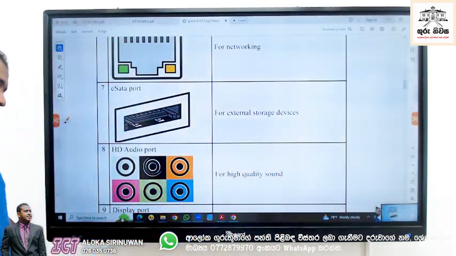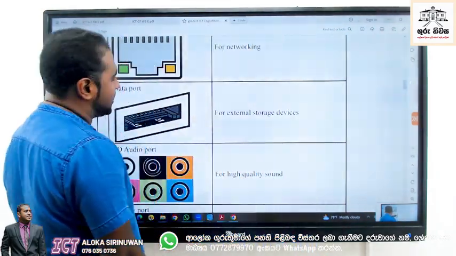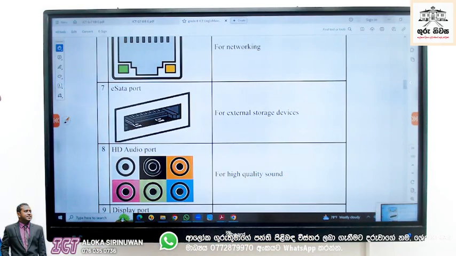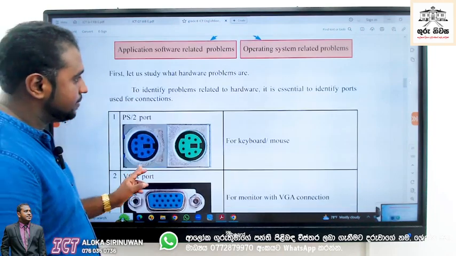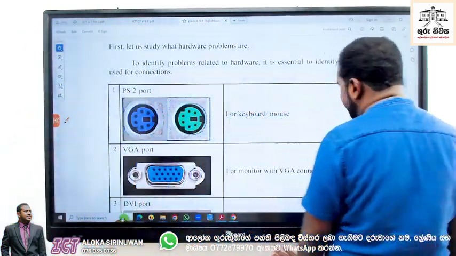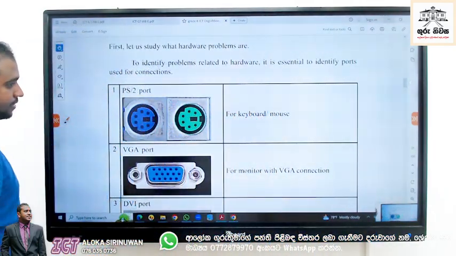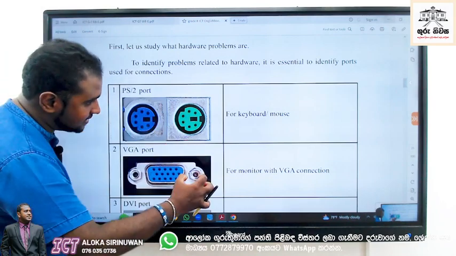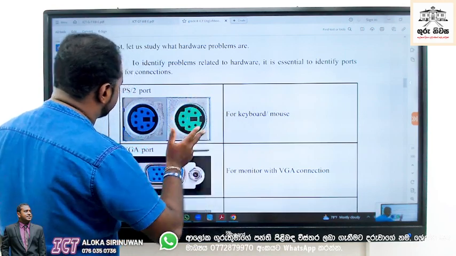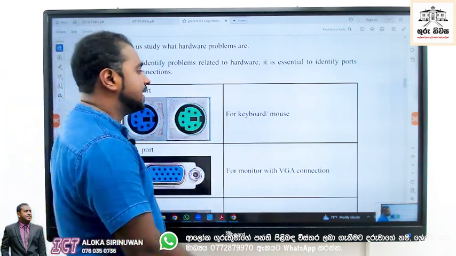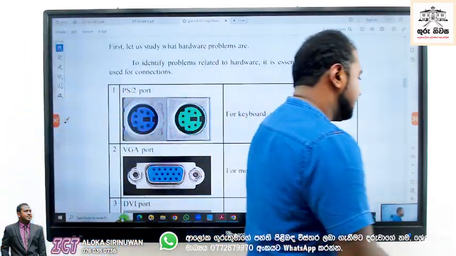So today we have to start from the eSATA port. Last time we discussed the ports of the computer. I told you that ports are used to connect all of your external devices with the computer system, right? We discussed the PS2 port, which we can use to connect your keyboard and mouse. Understood, right?